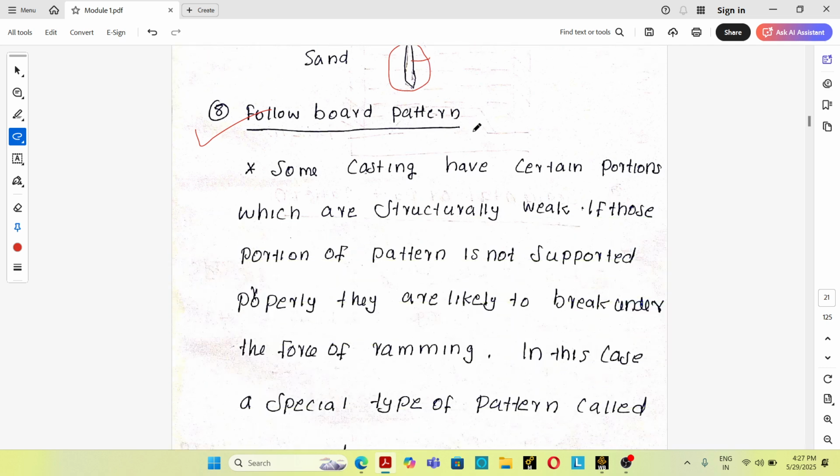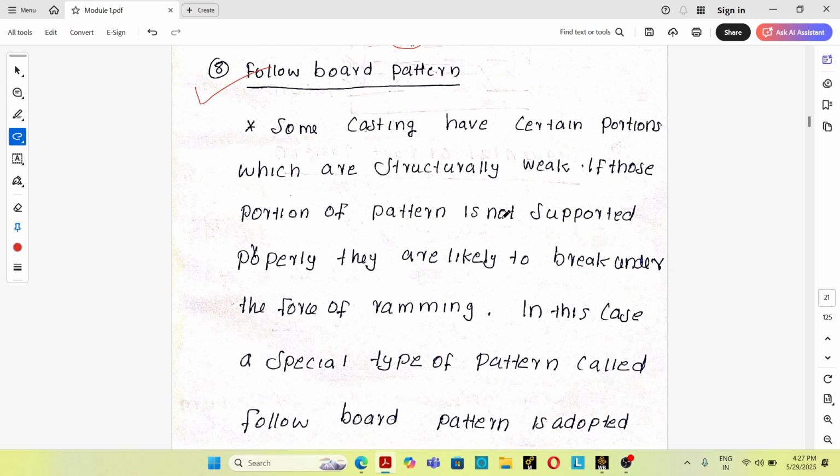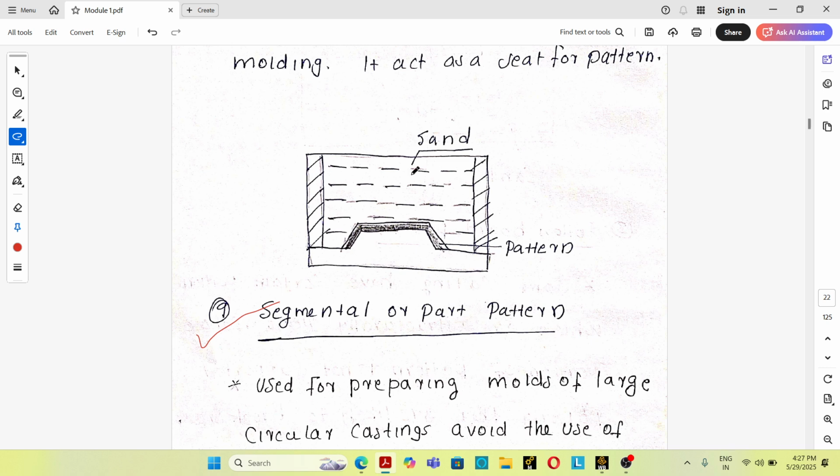And the eighth one is the follow board pattern. See, this is a follow board pattern. Actually, this is the pattern, this is the sand casting mold, and this is the follow board. This is known as the follow board.